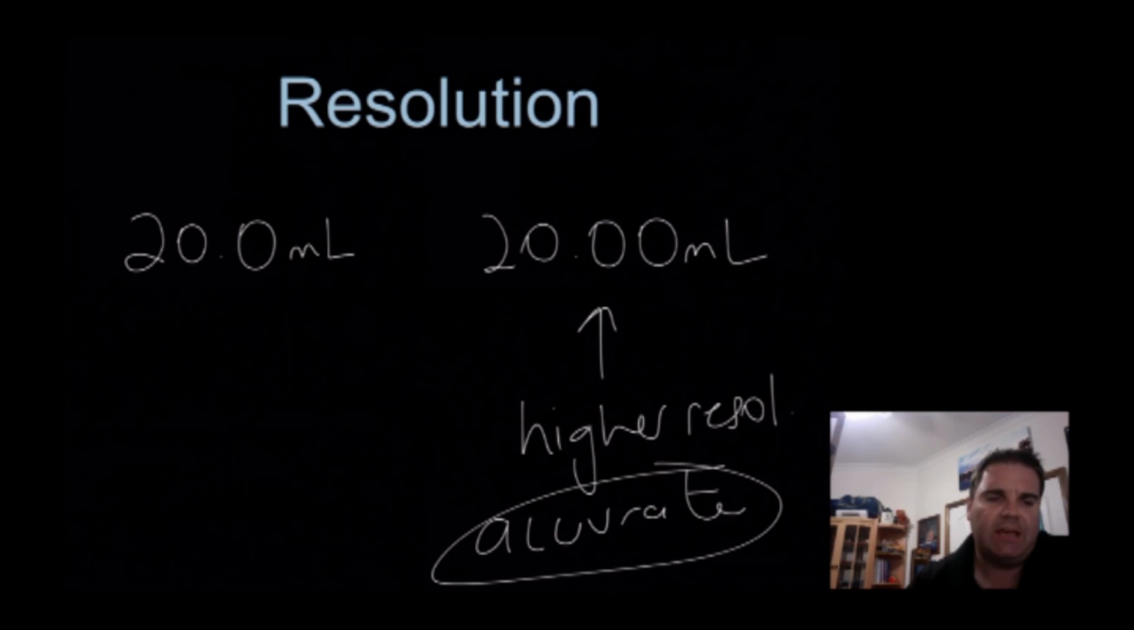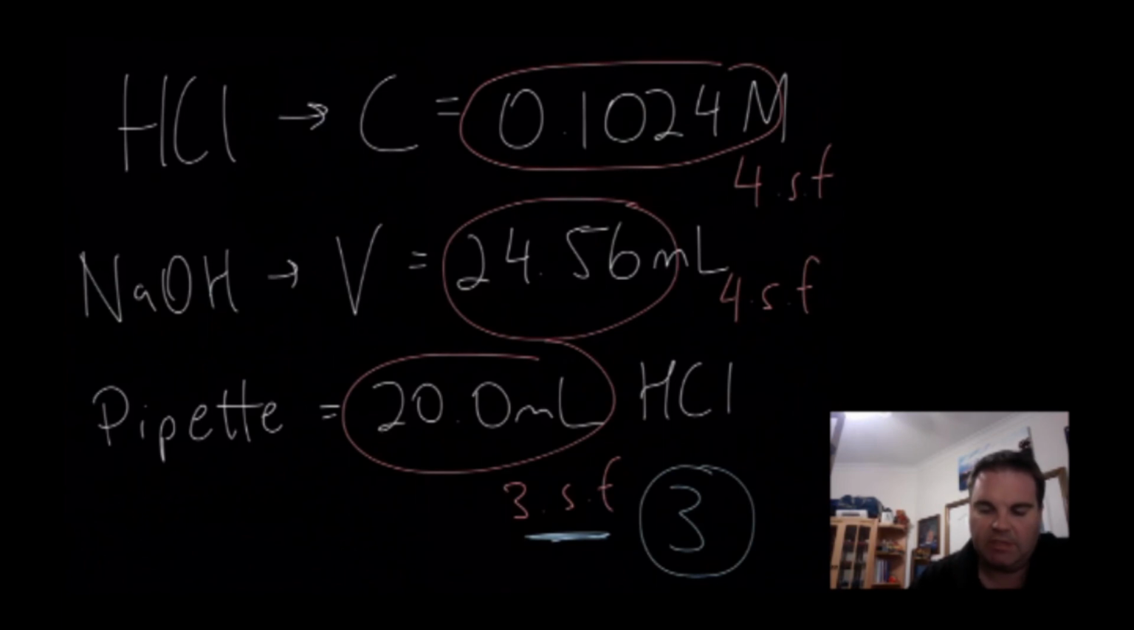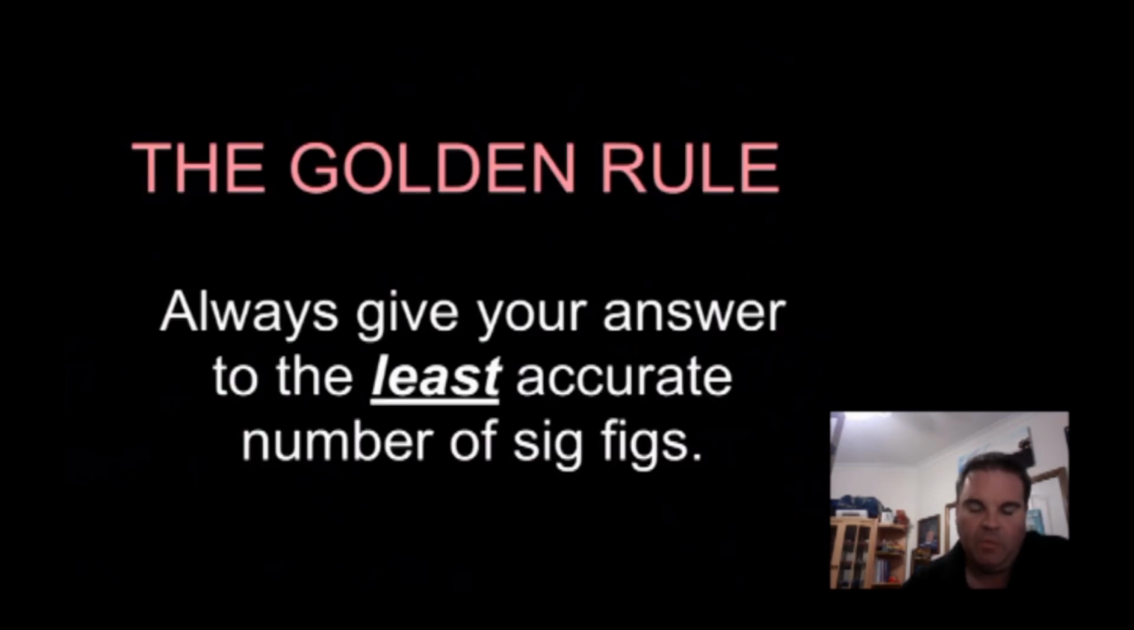Hopefully this has helped you out. It's pretty straightforward. The best thing to do when you're doing a question is to highlight the number of significant figures you've got. Highlight your number of significant figures, write it down, and make sure you give your answer to the least accurate. Remember that golden rule: always give your answer to the least accurate number of significant figures.